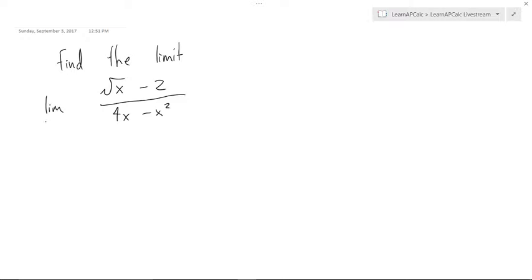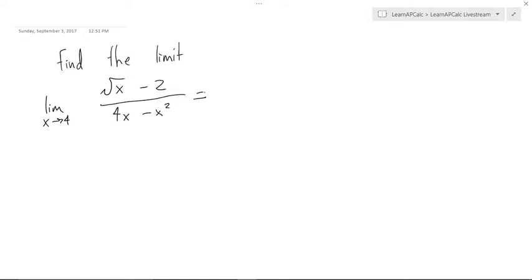But seeing as there's no questions, I'll just start with a basic problem here. Find the limit of the square root of x minus 2, over 4x minus x squared. Okay, so evaluate this limit.